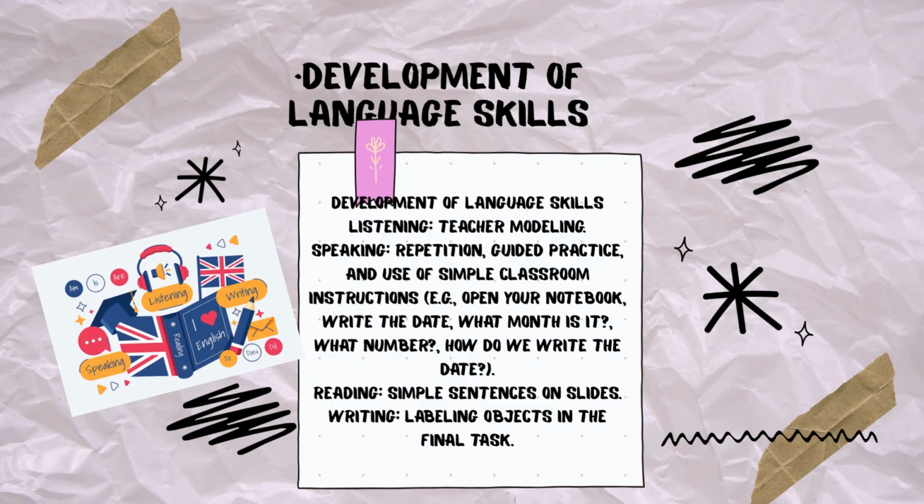Speaking: students repeat the words and sentences to practice pronunciation. Reading: students read simple sentences on the slides, for example, there's a pencil. Writing: the final production requires labeling objects in their drawing. The activities integrate receptive and productive skills in a gradual, age-appropriate manner.